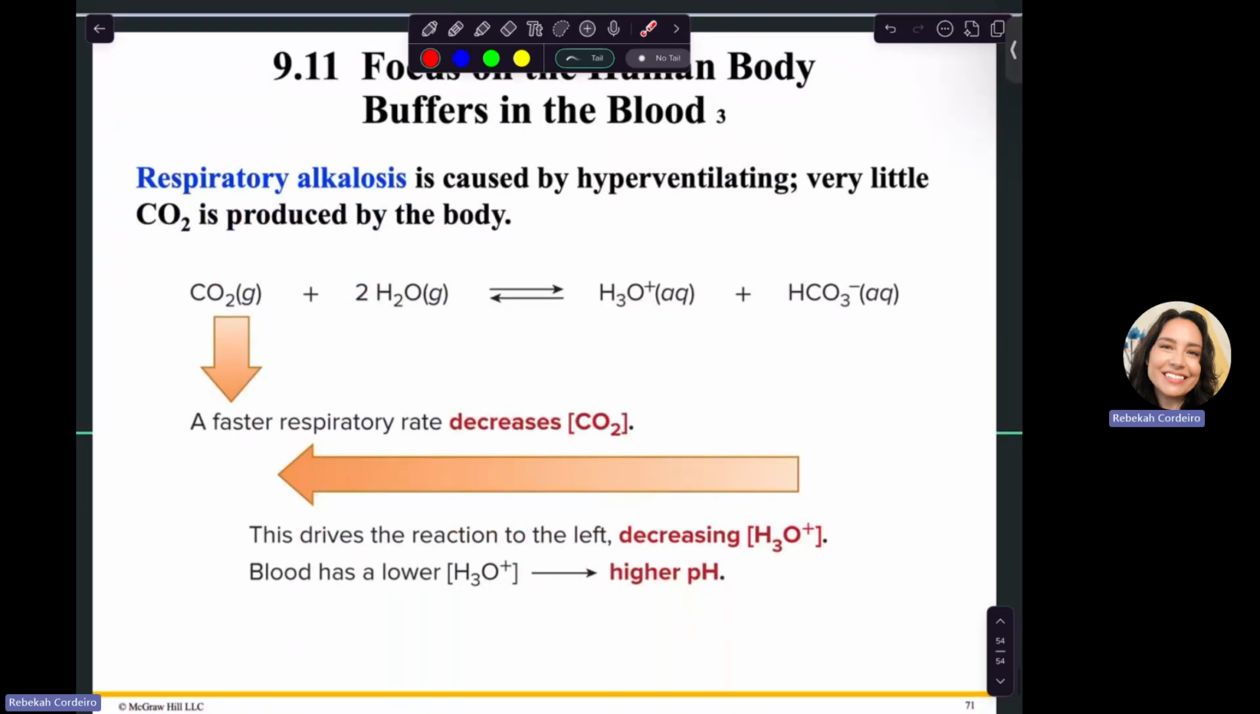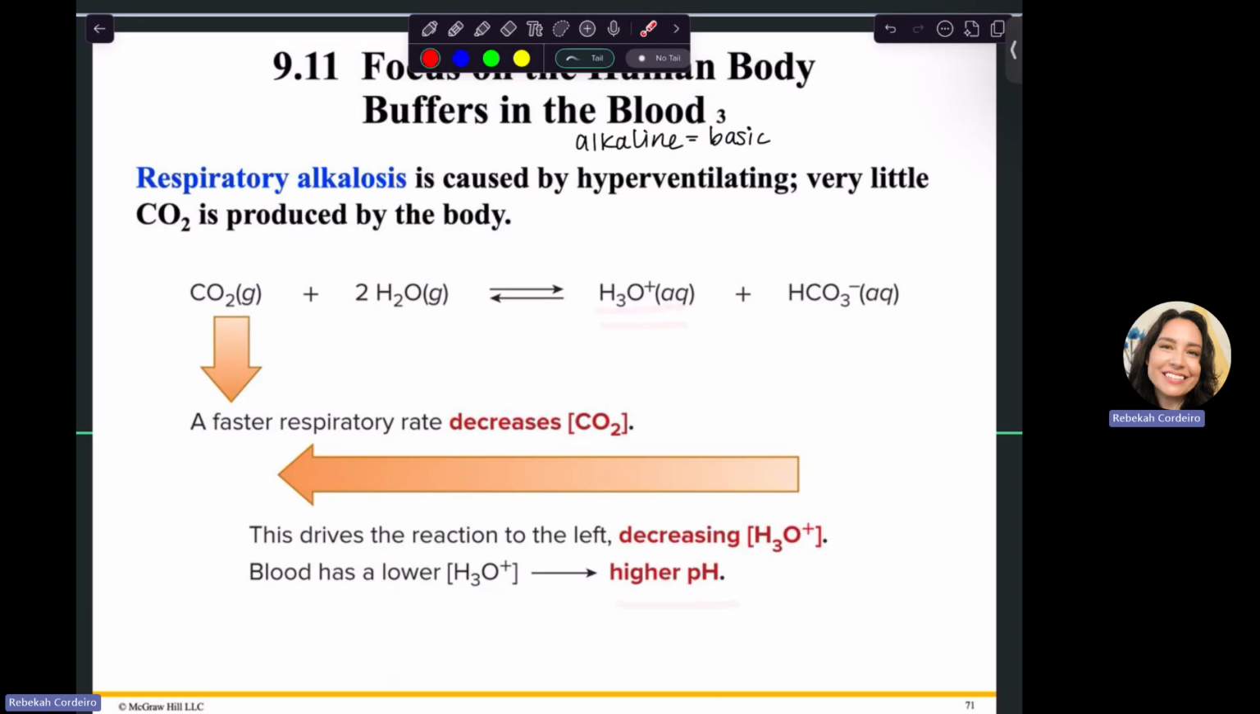Respiratory alkalosis is the opposite. Alkaline means basic, so if you ever see alkaline anything, this means basic. So alkalosis, like hyperventilating, very little CO2 is getting produced. So we lower the amount of CO2. Our reaction is going to shift to the left because we're taking it away. That's going to decrease the amount of H3O plus and lead to a higher pH, which is more basic.